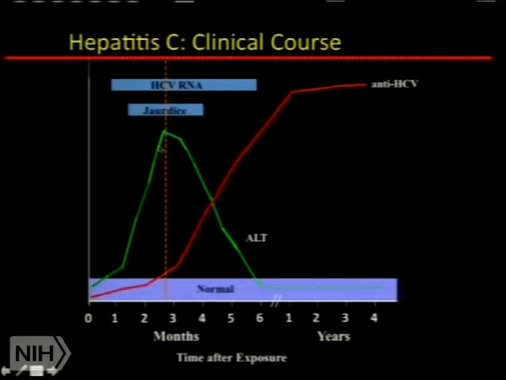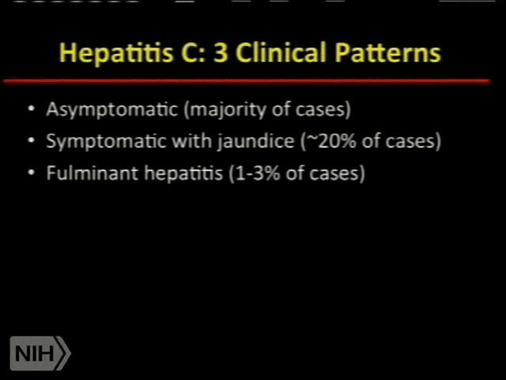In cases, usually ALT levels don't peak until jaundice is evident, and ALT levels can peak up to 15 to 20 times normal. But as I mentioned, this presentation is atypical, and the majority of individuals present with an asymptomatic course. So in contrast to hepatitis A, there are only three clinical patterns that have been identified: the asymptomatic presentation, which is the majority of cases, symptomatic presentation with jaundice, which occurs in about 20% of individuals, and fulminant hepatitis, which is rare, occurring in only about 1% to 3% of cases.